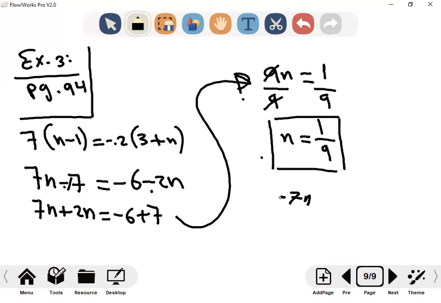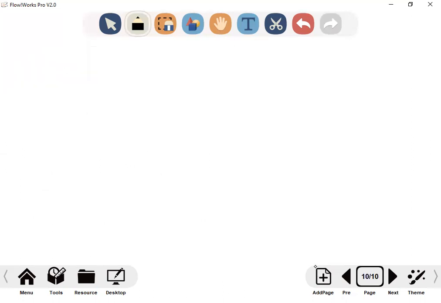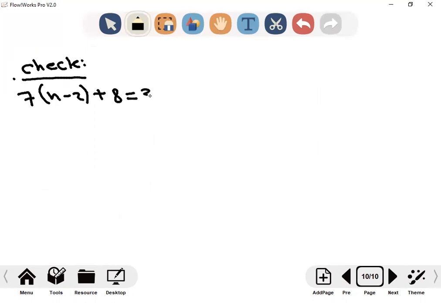Done. Let's do the check. We have checked after this example. Check after example 3, okay? Solve 7 times n minus 2, yes Yusuf, I will come to you, don't worry, plus 8 equal 3n. We multiply n minus 4 all minus 2.